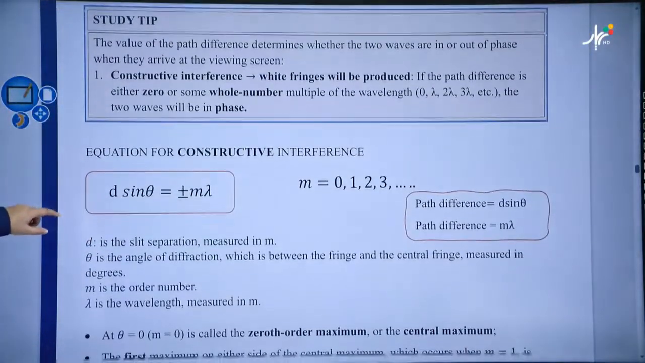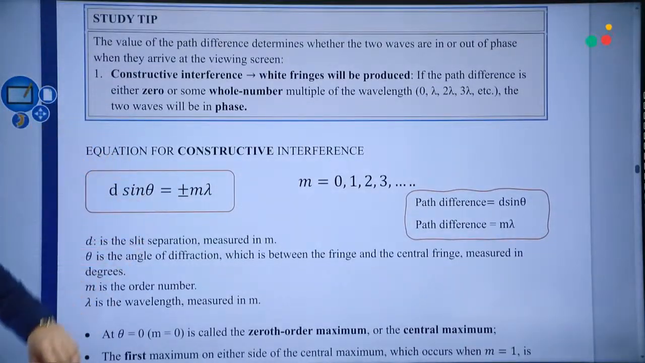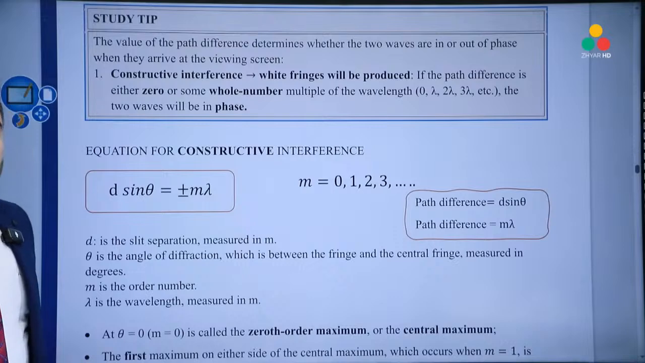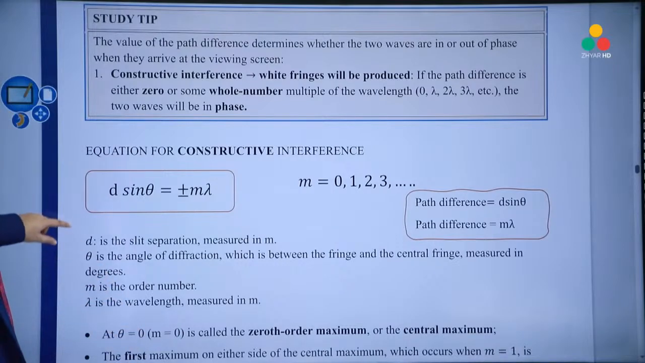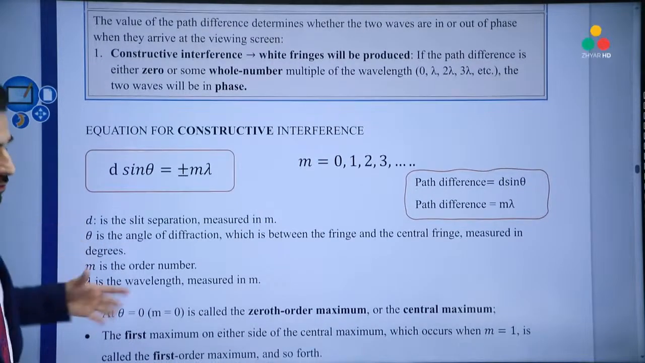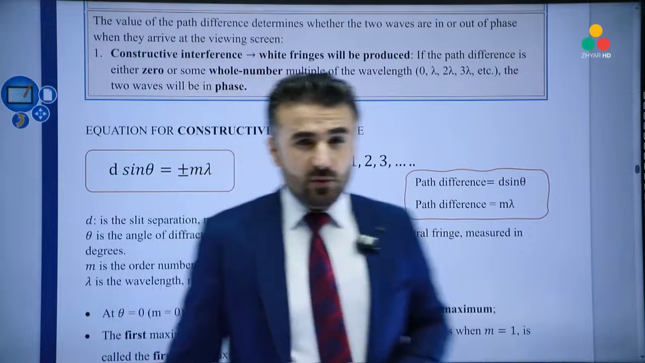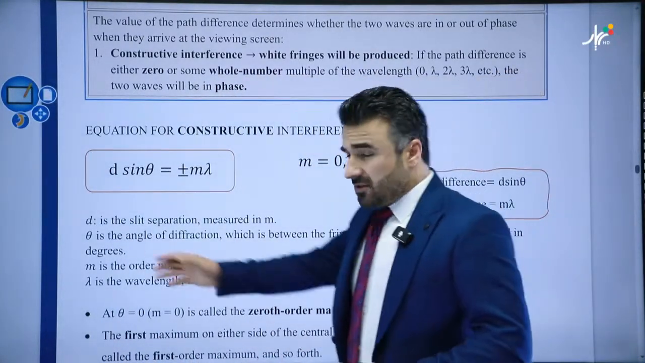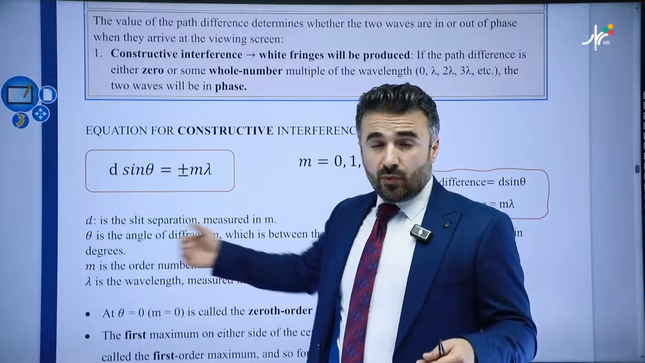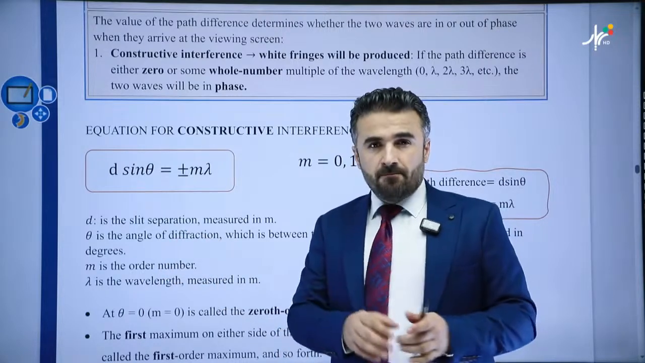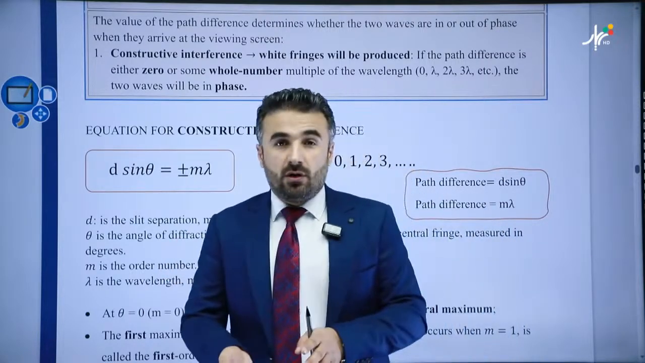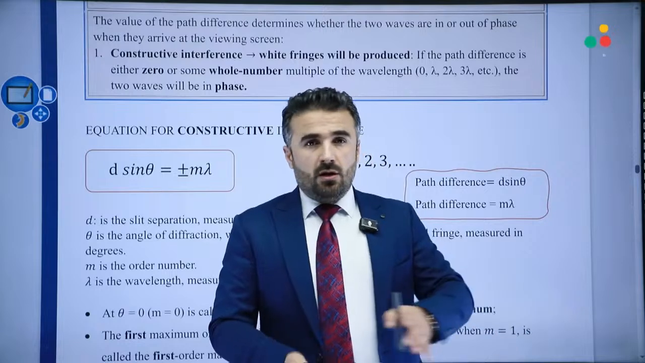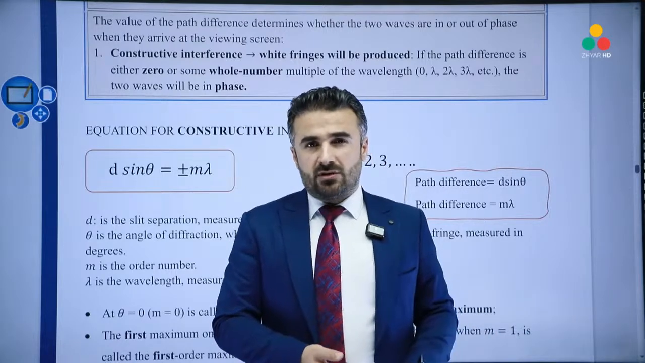Now, we have a few study tips. The first one says the value of the path difference determines whether two waves are in or out of phase when they arrive at the viewing screen. We went through this one already, but this is the detail of that. The path difference of the two waves when they arrive on the screen tells you whether they will form a constructive or destructive interference.